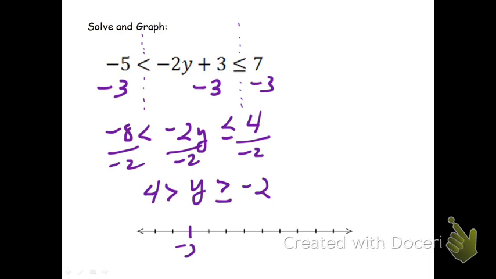So let's say this is -2 on our number line. -1, 0, 1, 2, 3, 4 would be about here. So we want everything smaller than 4, not including 4, so we put an open circle. And we want everything bigger than or equal to -2, so we put a closed circle, and we shade in everything in between. These are the numbers that are smaller than 4 and bigger than or equal to -2.